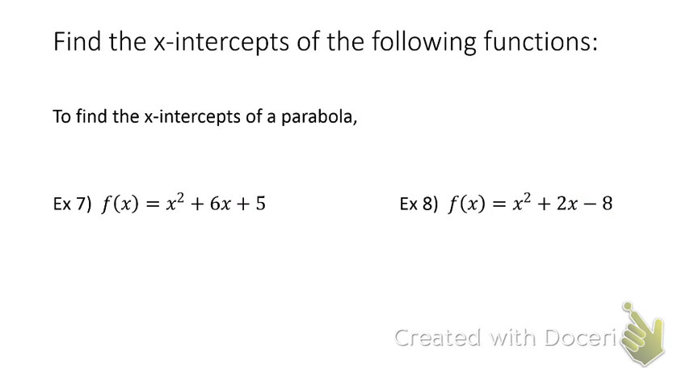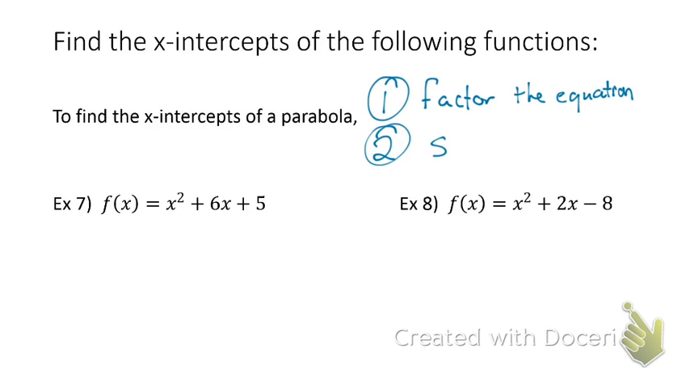Now to find the x-intercept of a parabola, you have to do a little bit more. The first thing that you need to do is factor the equation. After you factor the equation, you need to set each factor equal to 0 and solve for x.